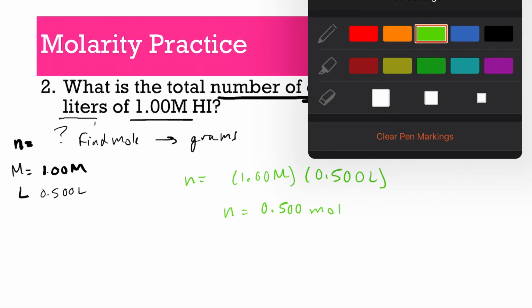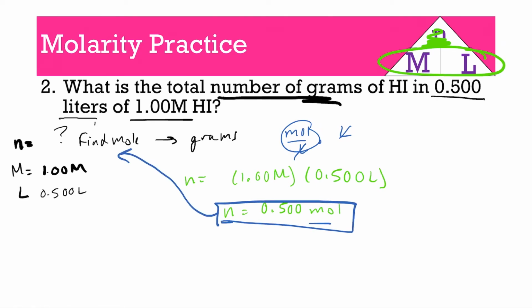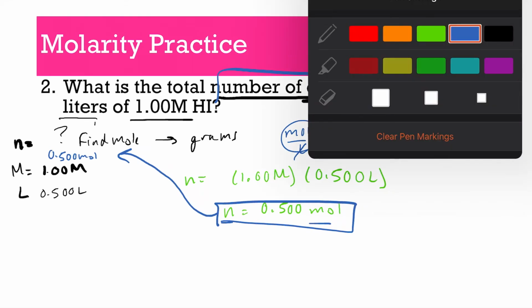Now, with the molarity, you can't exactly see how the units are canceling. So if we have moles over liters times liters, those liters cancel, leaving you with moles, and so that's why N is moles. Now again, this is not our final answer. We're just going to use that and plug it in here. So we get 0.5 mole. Now we have to use this number and convert it to grams of HI.